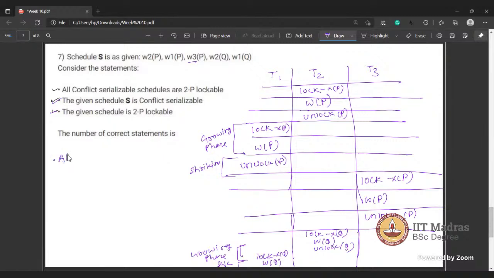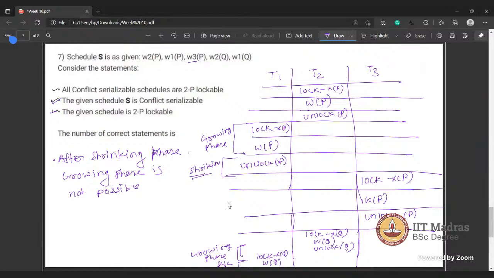Because we know that in two-phase locking, after the shrinking phase, the growing phase is not possible. So this will not be allowed in two-phase locking, right? Because growing phase, then shrinking phase, again growing phase. After the shrinking phase, the growing phase is not possible.